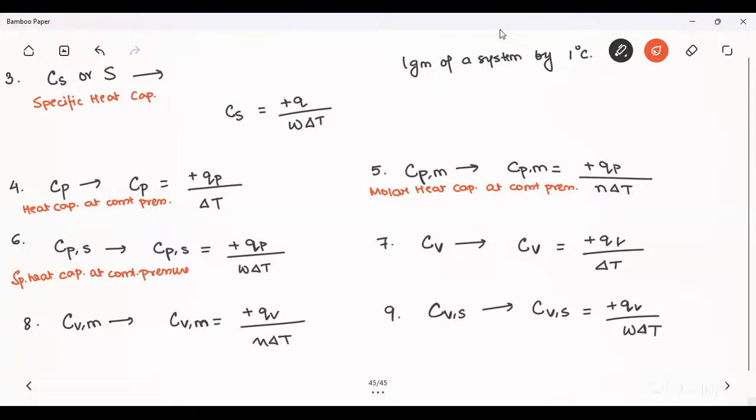CV is heat capacity at constant volume. CVM is molar heat capacity at constant volume. And CVS is specific heat capacity at constant volume.